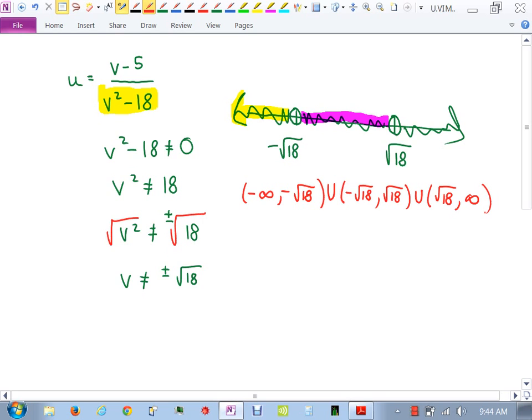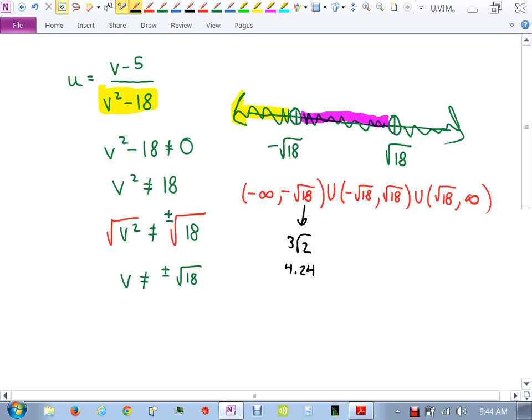That's what I was looking for. Or replacing all the root 18s with 3 root 2. Or what is it as a decimal? 4 point something? 4.24. Okay, any of those would have worked. Okay, good.